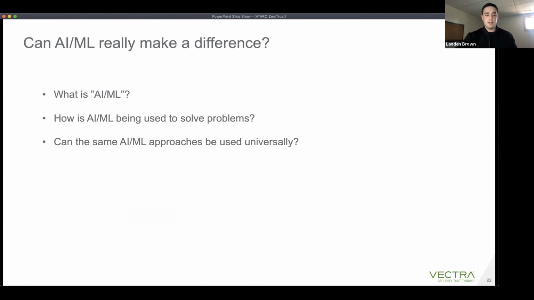I think it's first very good to talk about what is AI and ML. I'm talking about machine learning models. And a lot of this could just be perceived as marketing. So I think it's important to say, what is AI and ML? I've kind of explained to you how AI and ML is being used to solve problems, but how is it being used to solve problems across the industry? And can the same AI and ML approaches be used universally here?